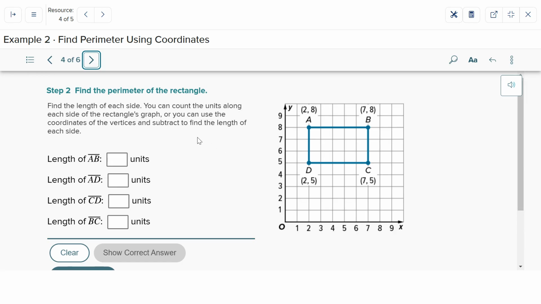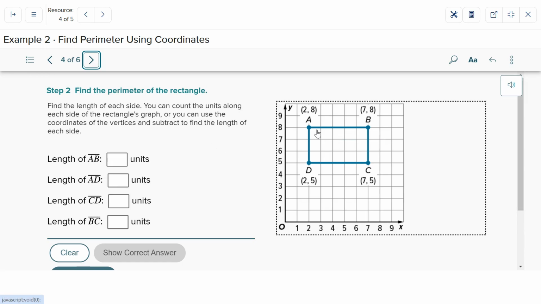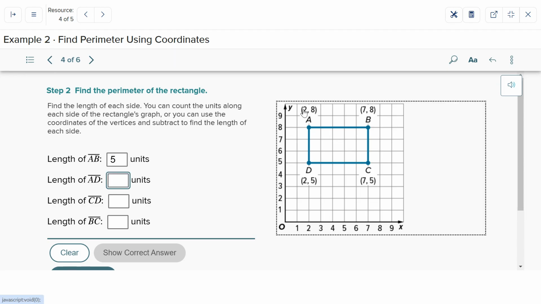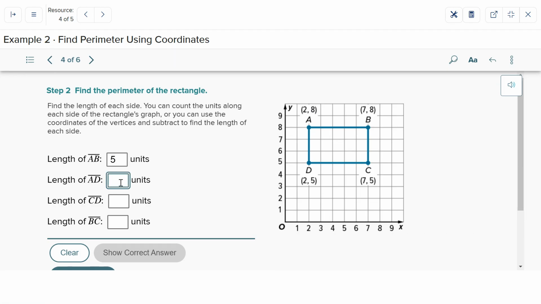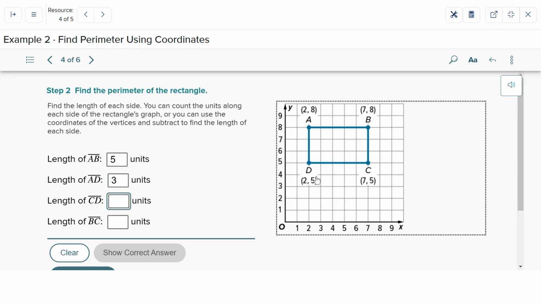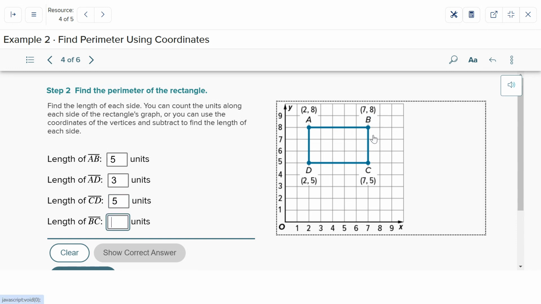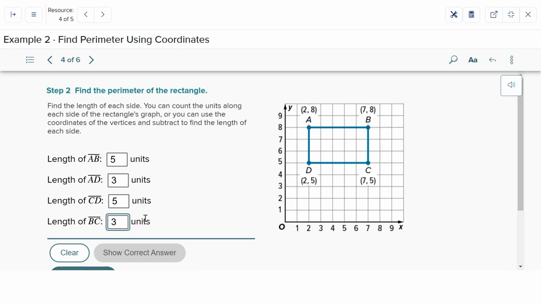Then we can do some subtracting here, or you could count. The length of AB, we're going to do 7 minus 2, which is 5. And then the length of AD is going to be 8 minus 5, which is 3. Length of CD is going to be 7 minus 2, which is 5. And the length of BC will be 8 minus 5, which is 3.